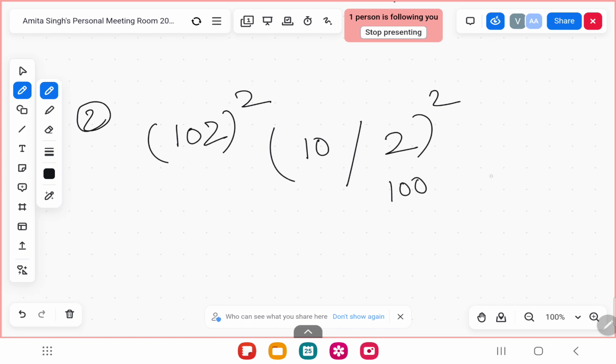Sappu, next step. And then find the square of 2. 2 2s are 4. So can I write only 4? No, it's 04. What should I write here? 04. Very good.